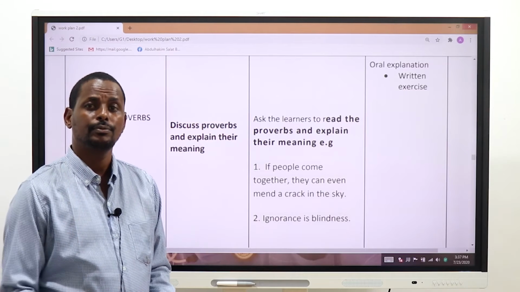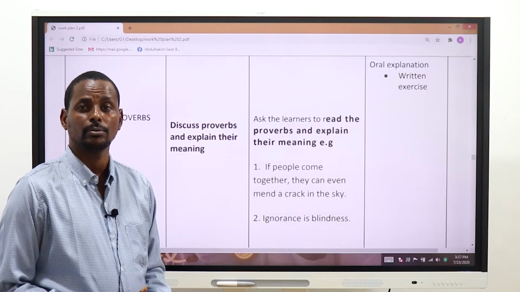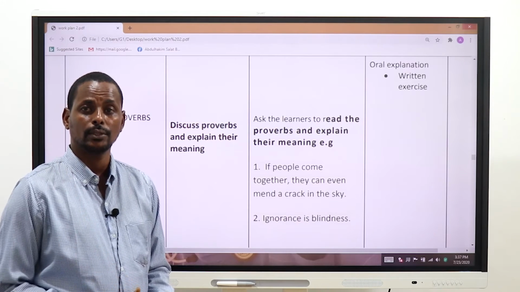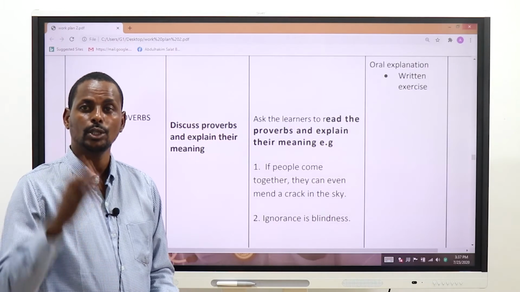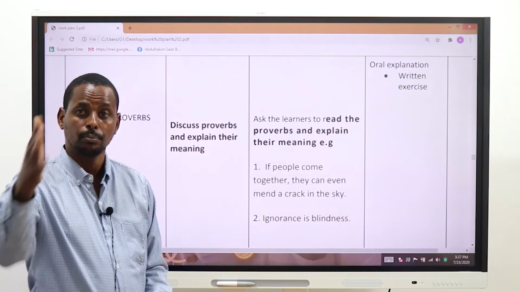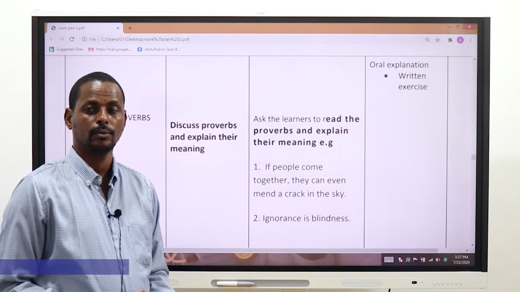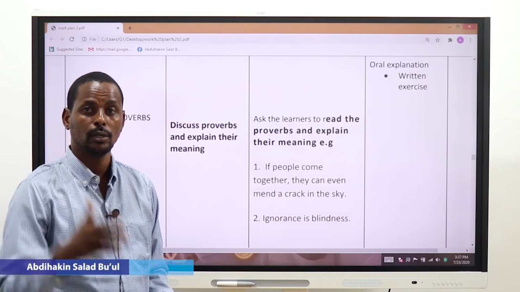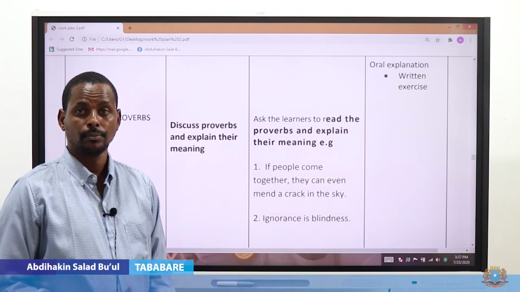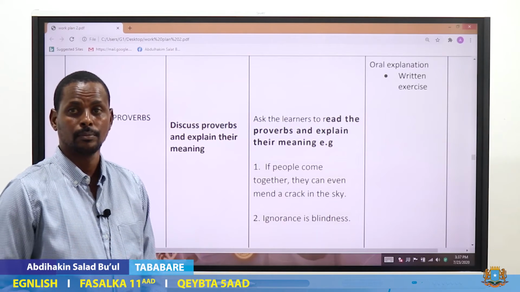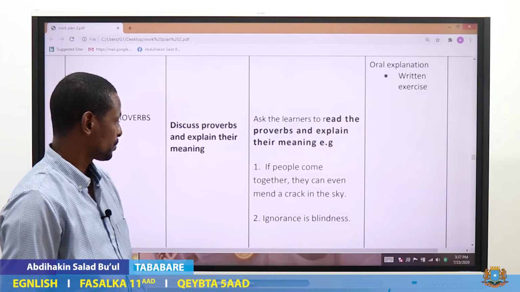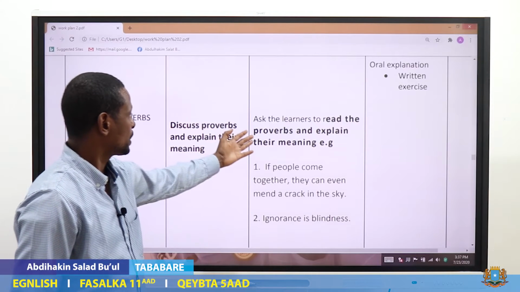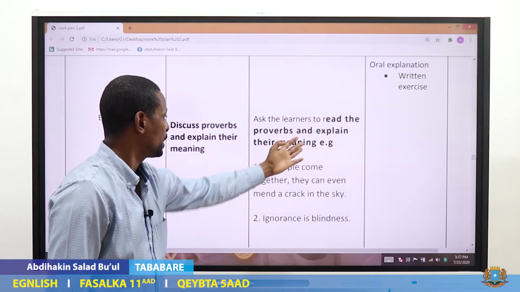Look at the features of proverbs. What is their importance? I know some of them you already know. They are there to educate, to warn people, to encourage them, to unite them, and so on. So ask the learners to read the proverbs and explain the meaning.